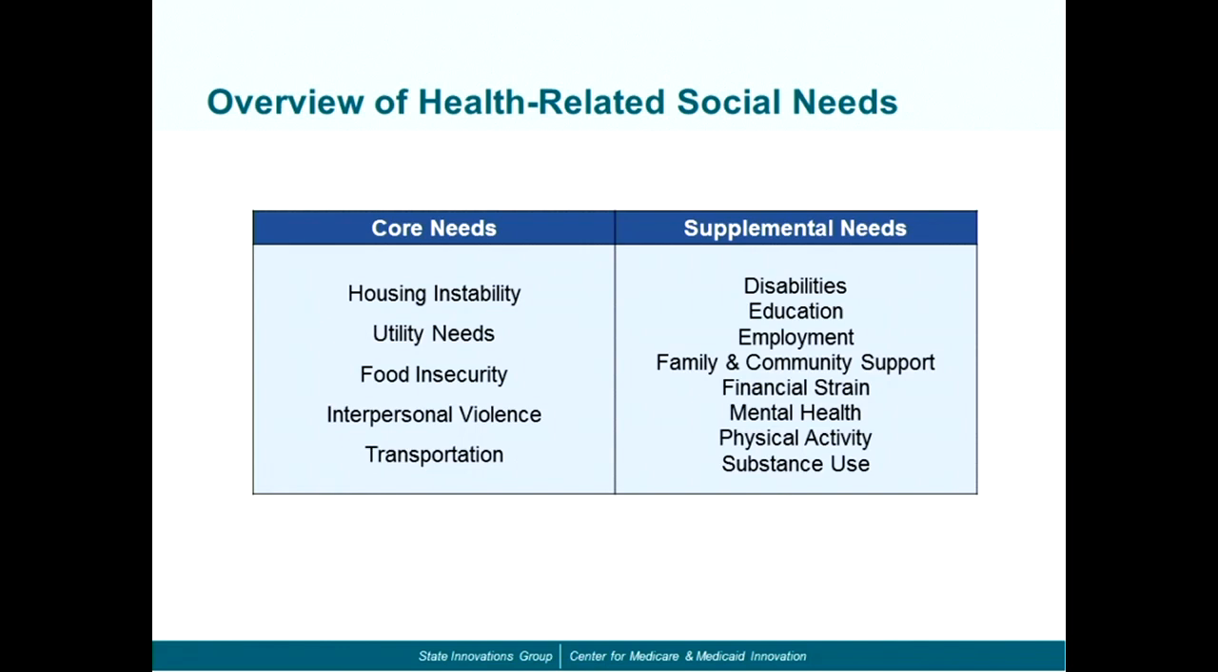So briefly, I wanted to touch on which health-related social needs are touched by this model. I think that certainly recently have started to see some different definitions of health-related social needs emerge. So you can see here the list of our core needs that are addressed by AHC, which are housing, utility, food, interpersonal violence, and transportation. This is the core set of health-related social needs for the model. And then there are a number of what we're calling supplemental needs that are addressed as well, including individuals with disabilities, education and employment-related needs, family and community support, financial strain, mental health, physical activity, and substance abuse.